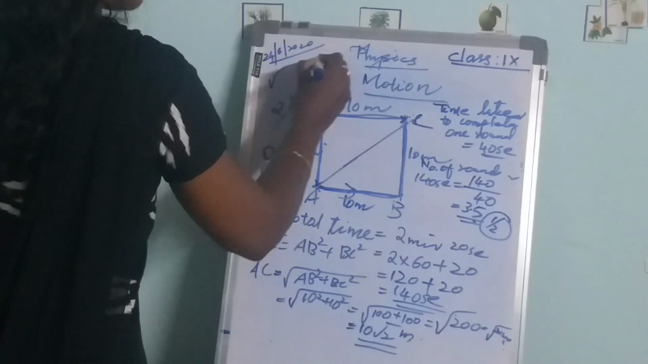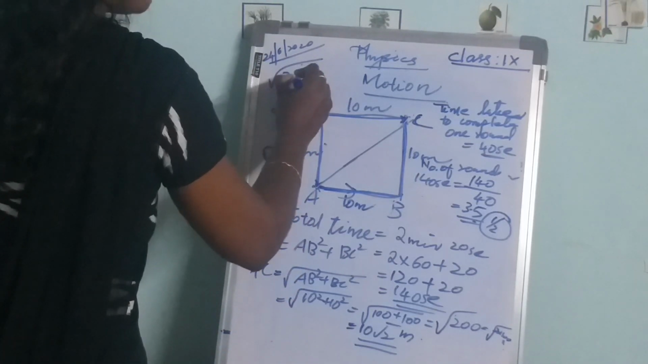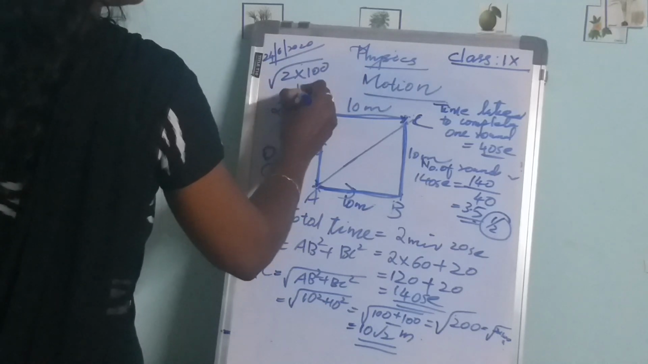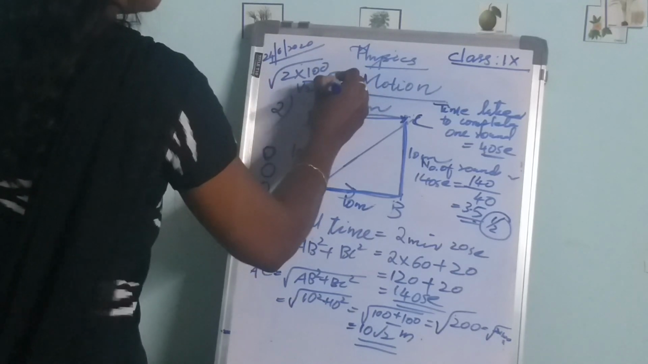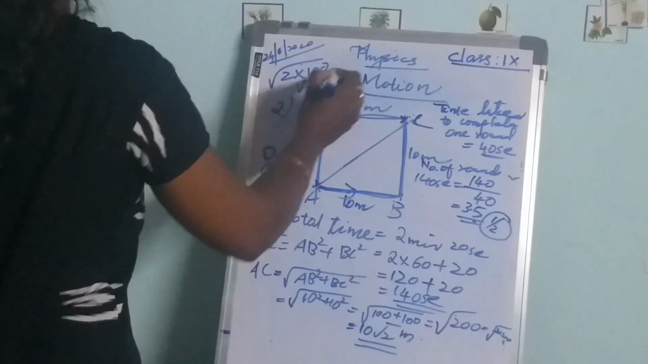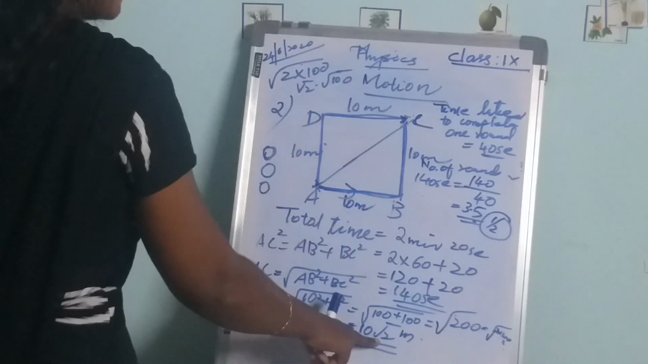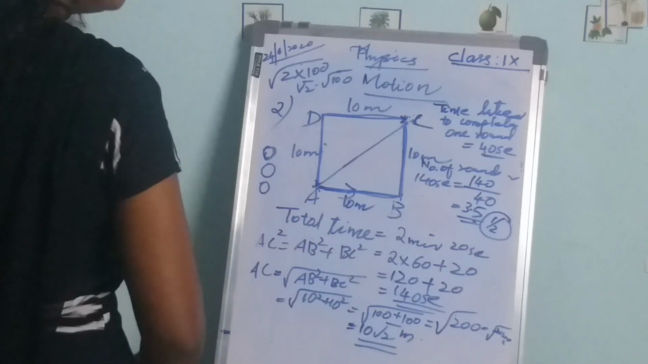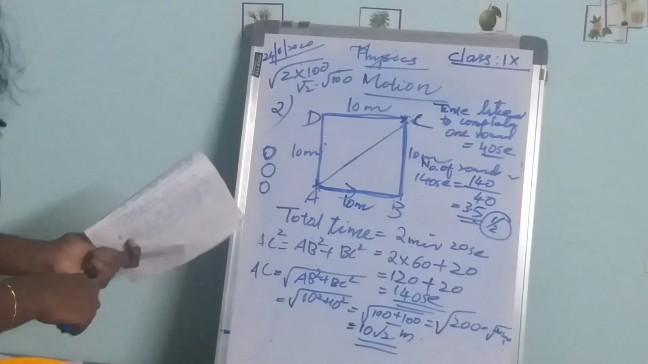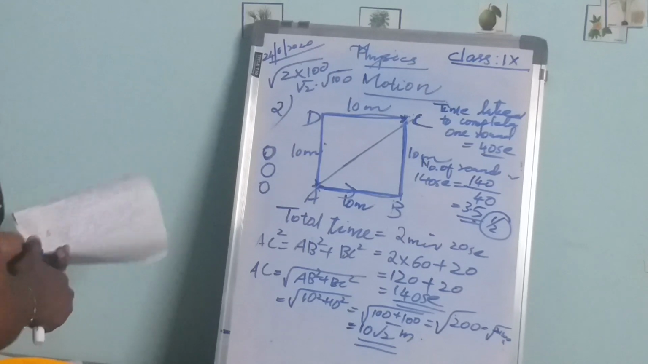How can we write this 200? Root of 200 can be written as root of 2 into 100, which is root 2 into root 100. The square root of 100 is 10 and root 2 stays. So 10 root 2 is the displacement of the farmer.